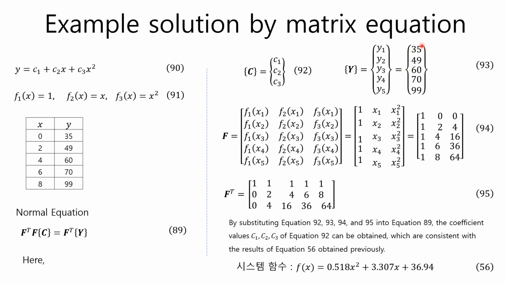The F matrix can be obtained as equation 94 by substituting the x data from the table into equation 91. Obtaining the transpose matrix from the F matrix in equation 94 results in Ft expressed in equation 95. By substituting equations 92, 93, 94, and 95 calculated above into equation 89 and solving, the coefficients of equation 90, C1, C2, and C3 can be obtained, which are consistent with the results of equation 56 obtained previously.